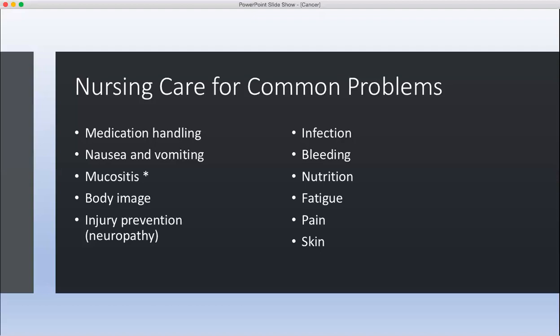And we can't restrict visitors 100%, but we can try to limit them. Doing good hand hygiene, wearing masks, that kind of thing.